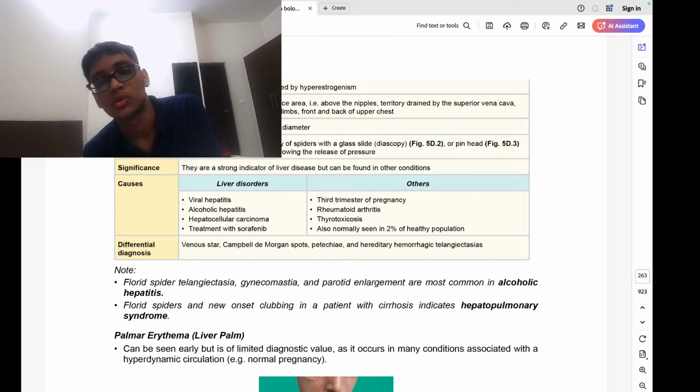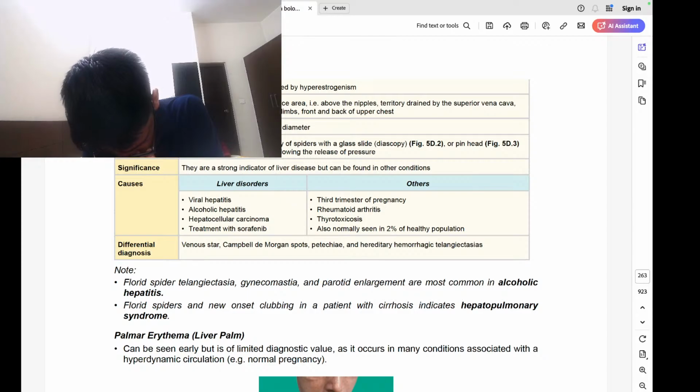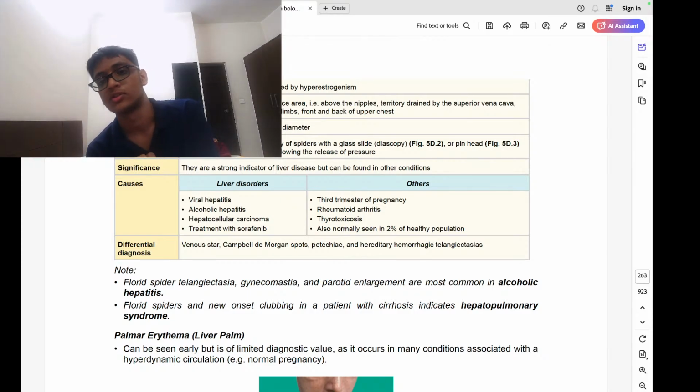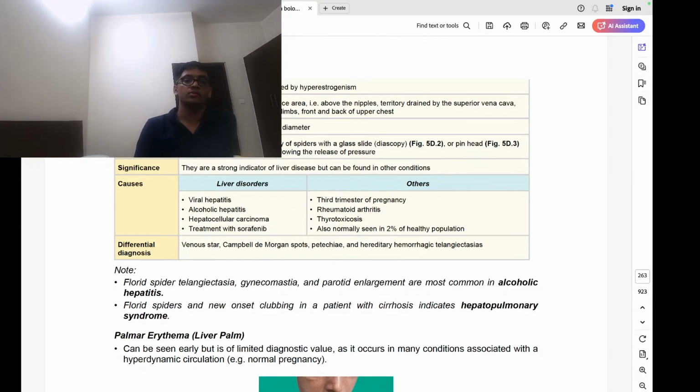Location: it is usually found in the necklace area above the nipples, in the territory drained by the superior vena cava, such as the head, neck, upper limbs, front and back of the upper chest. The size may vary from pinhead to 0.5 millimeter in diameter. Clinical demonstration: you apply pressure over the body of the spider with a glass slide, diascopy, or a pinhead, leading to pallor with refilling following the release of the pressure.